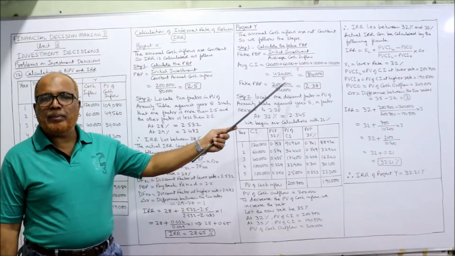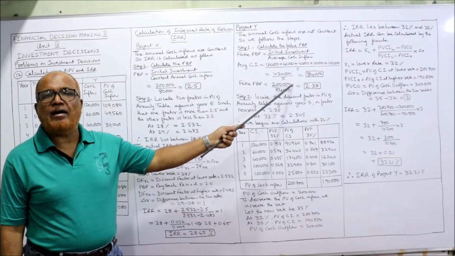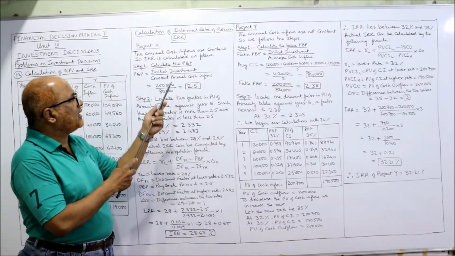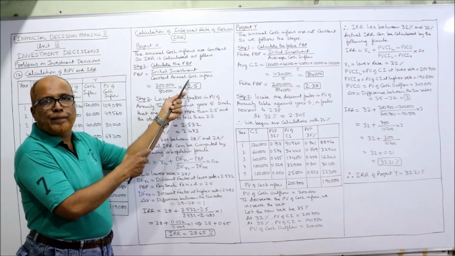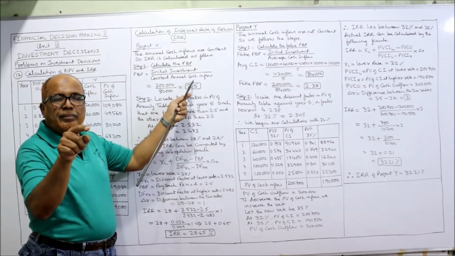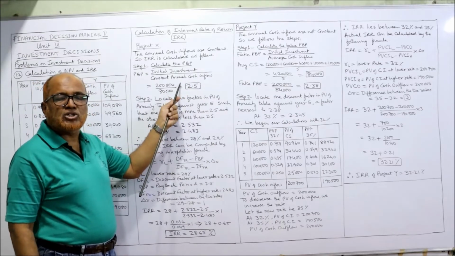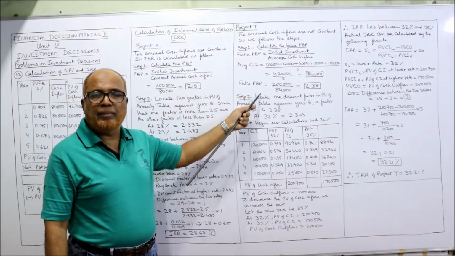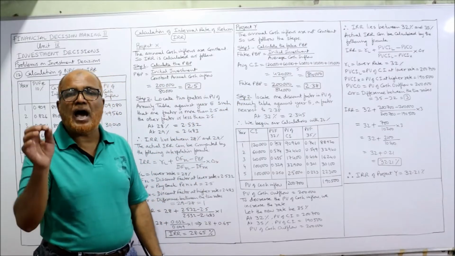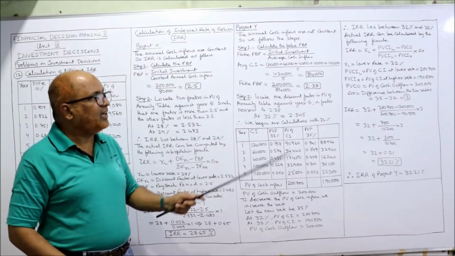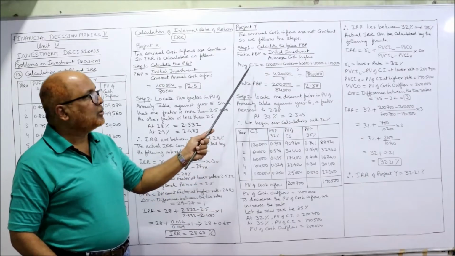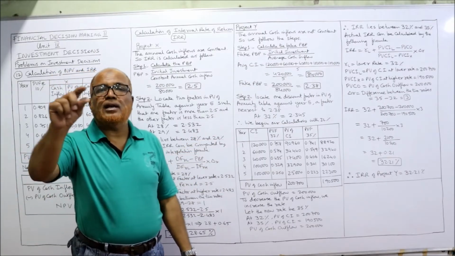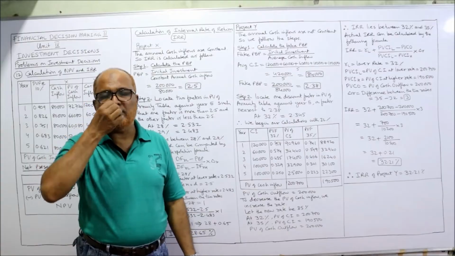The formula for fake PBP is initial investment divided by average cash inflow. Here we have taken constant cash inflow. When we calculate actual PBP, it is constant cash inflow. When we calculate fake PBP, the denominator will be average cash inflow. So we need the average cash inflow. Average cash inflow means total cash inflow divided by number of years.